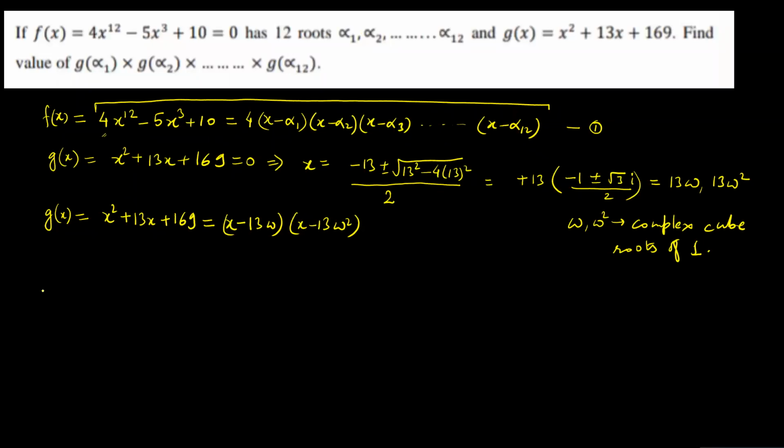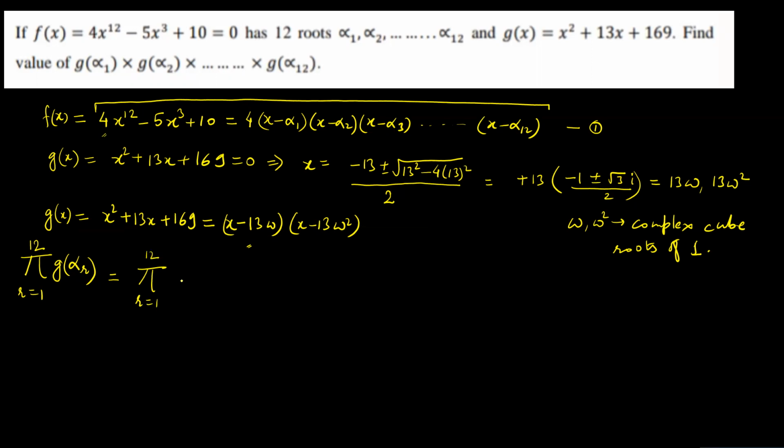Now we have to find g(alpha 1) into g(alpha 2) into and so on, so we can write this as the product of g(alpha r) for r = 1 to 12. This is the product which we are finding. So in this g(x), we have to put alpha r over here. So whatever is this expression, in this expression we have to put alpha r, for r = 1 to 12.